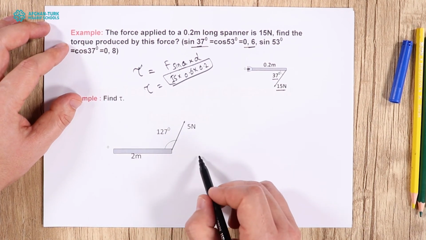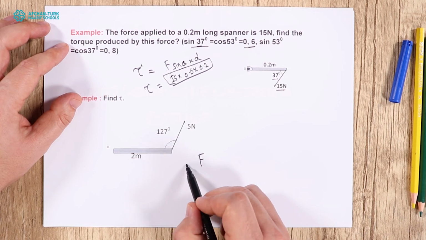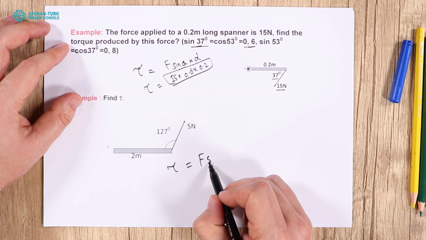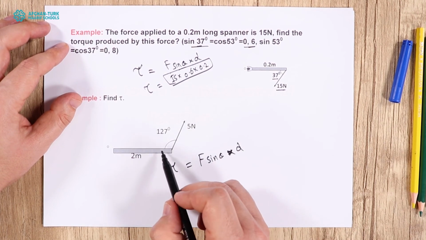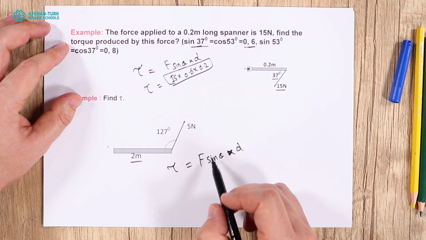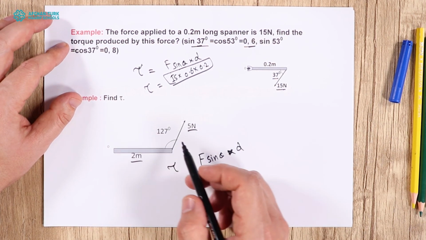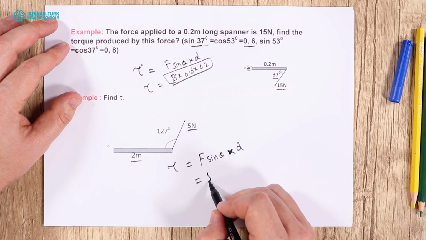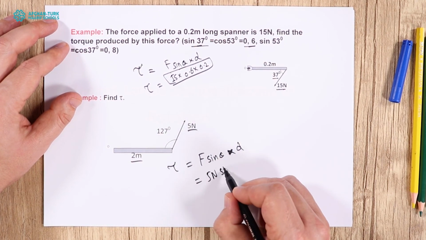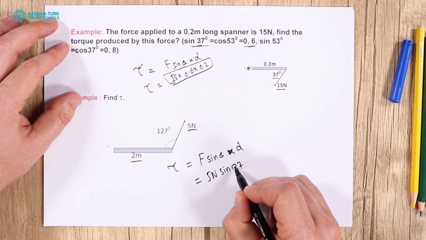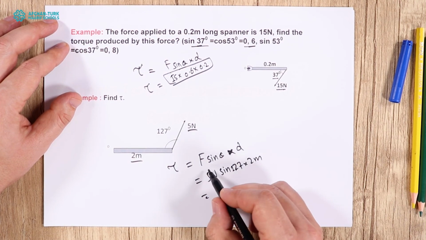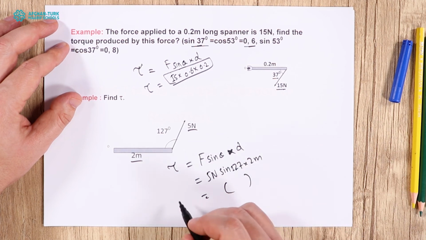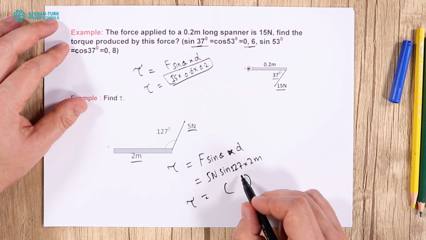In this case, very simple: torque is equal to F sine theta multiplied by distance. The distance is given, which is 2 meters, the force is given, which is 5 Newton, and the angle is also given, sine 127. You will find sine 127 with the help of a calculator, multiplied by 2 meters. If you multiply these three values, you will find the torque.